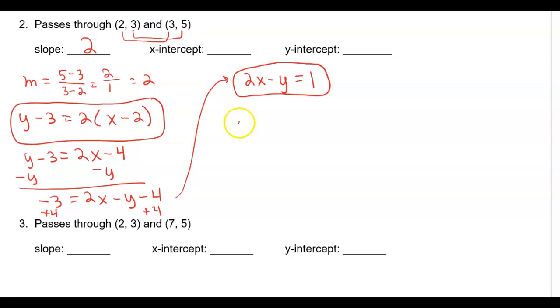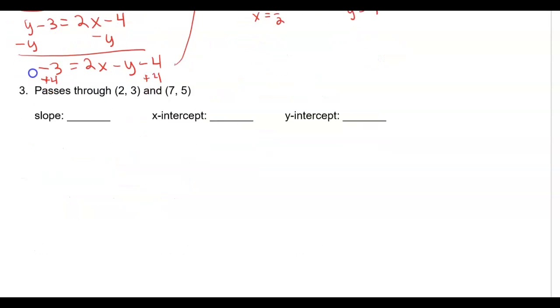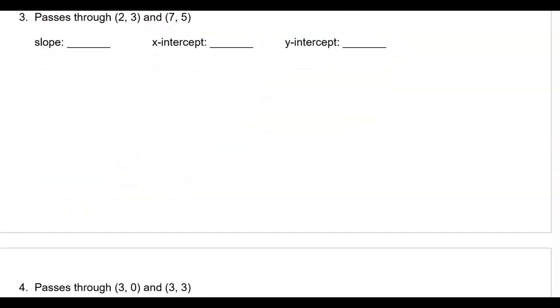To find the x-intercept, I'll solve 2x equals 1. To find the y-intercept, I'll solve negative y equals 1. Please pause the video, do number 3, and then turn the video back on to see the answer.